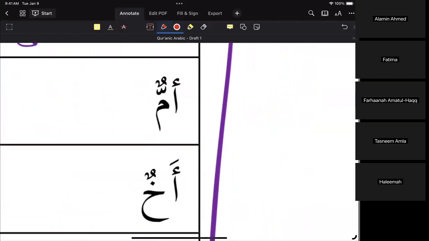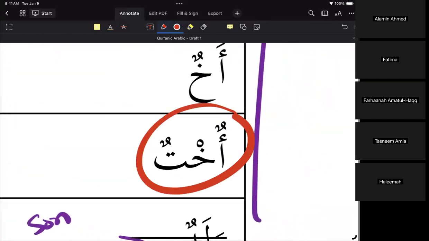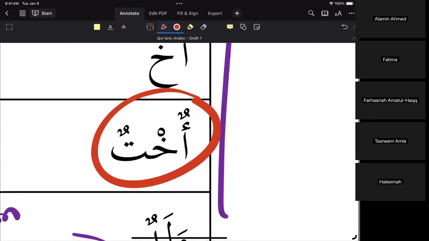Now, this one, ukht. What does ukht mean? Anybody know? I already mentioned ukht. First, tell me, is it masculine or feminine? Okay, so I have one as feminine: sister. Ahmed's sister, so that means feminine. Ahsantum. Yes, good. So this is feminine.